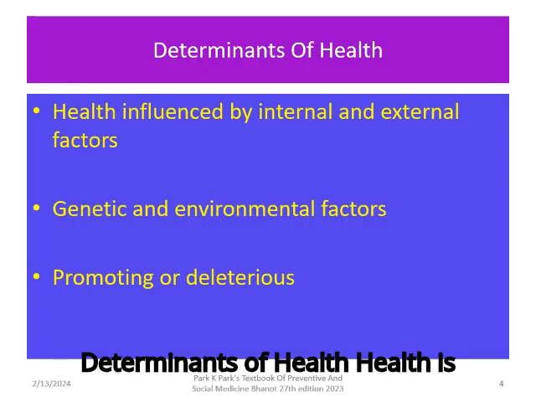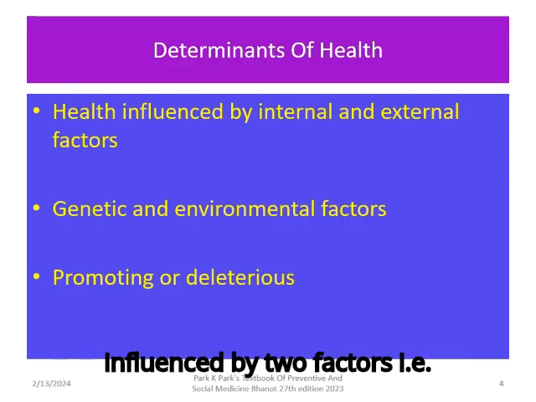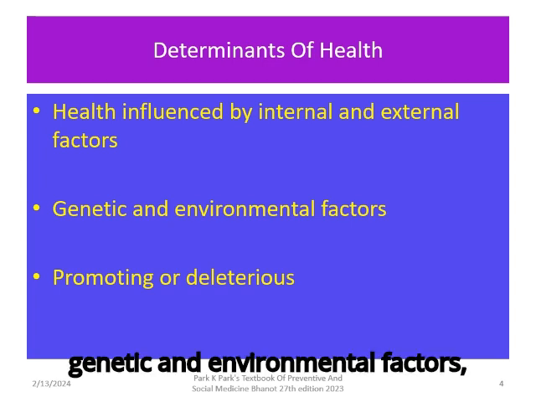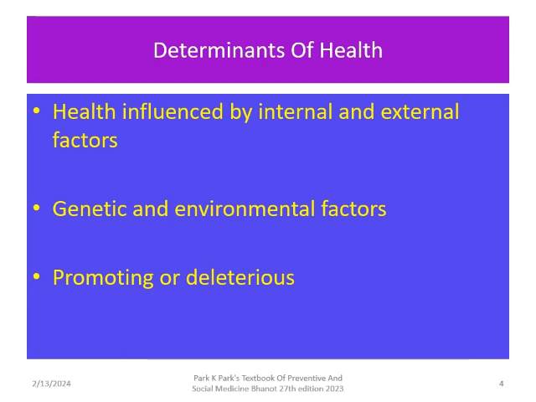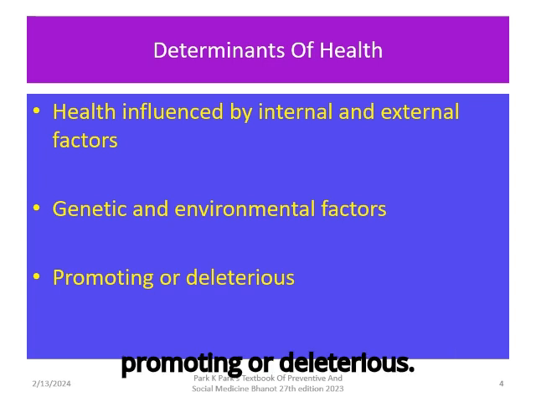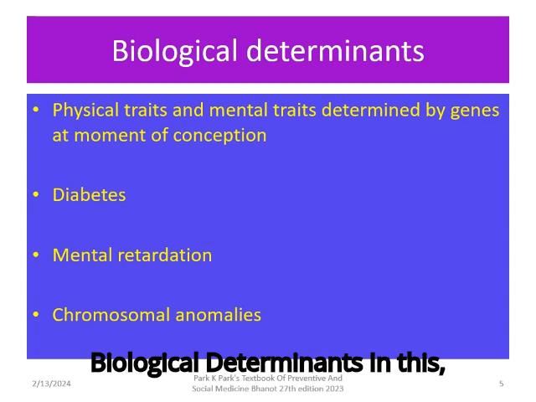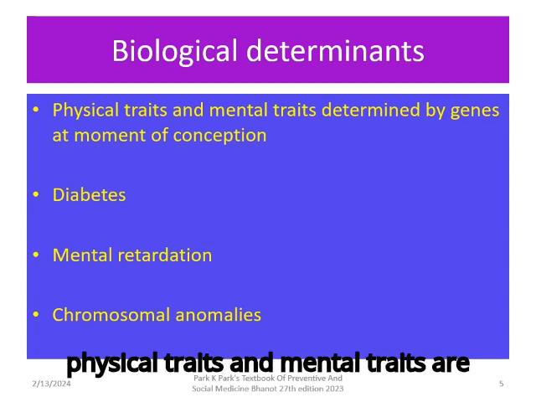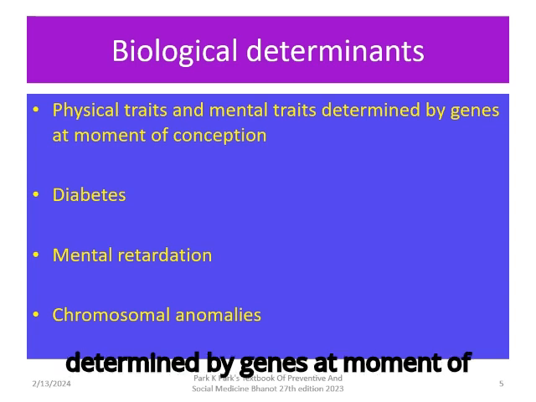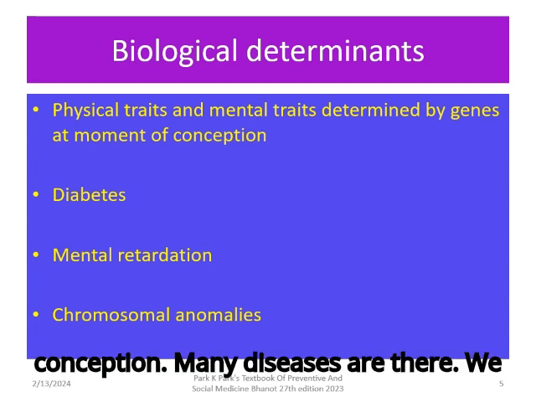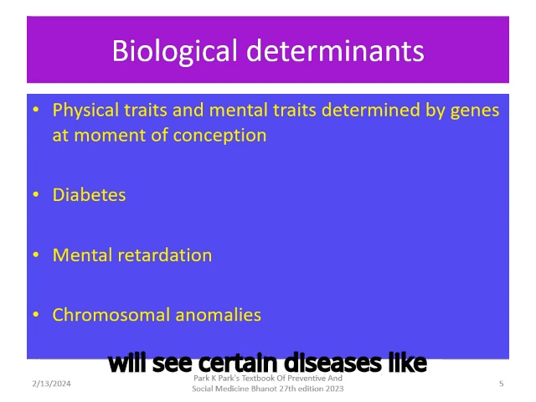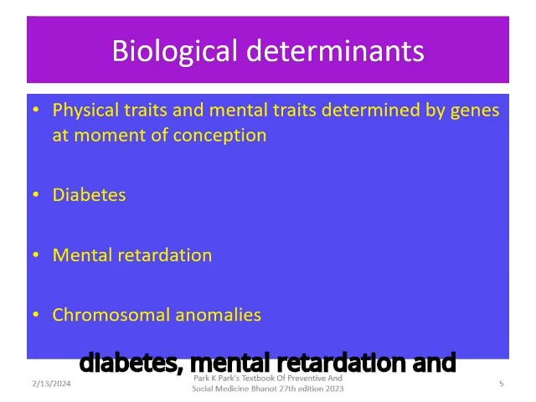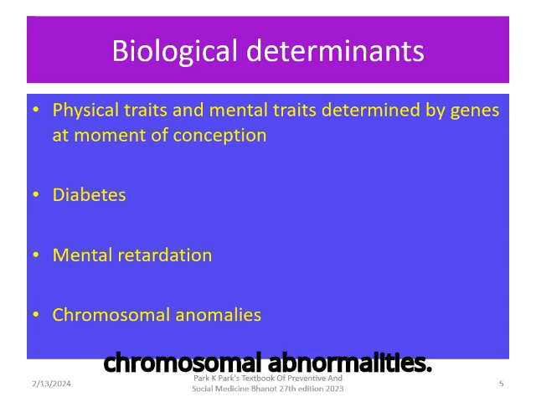Determinants of health. Health is influenced by two factors, internal and external factors, genetic and environmental factors, promoting or deleterious. Biological determinants. In this, physical traits and mental traits are determined by genes at the moment of conception. Many diseases are there. We will see certain diseases like diabetes, mental retardation, and chromosomal abnormalities.